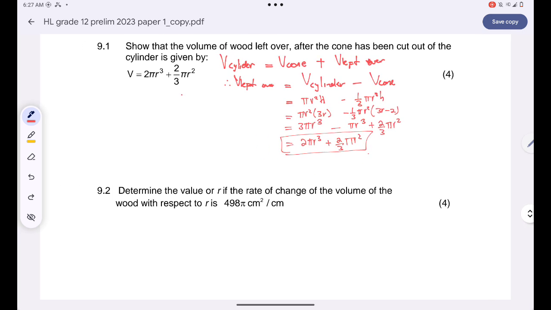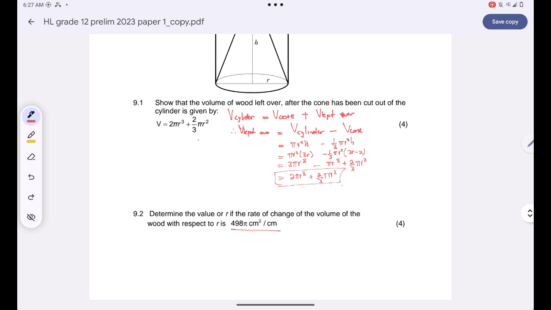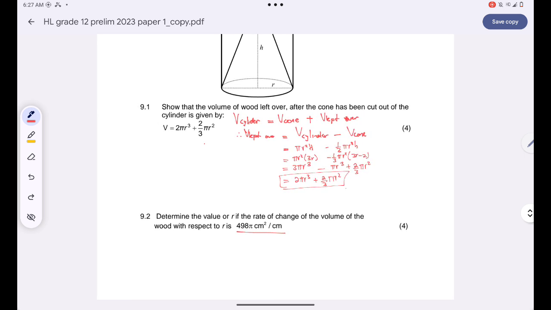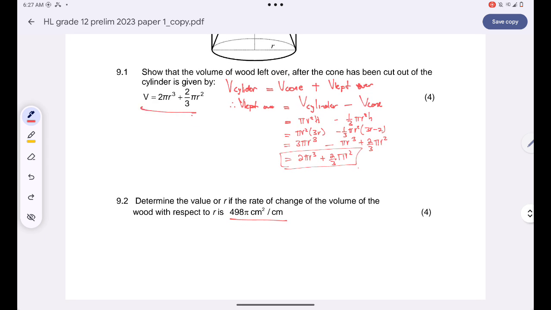And then I'm supposed to determine the value of R if the rate of change of the volume of the wood with respect to R is equal to this. The volume of the wood which is left over is given there, so I'll simply take the volume equated to 2 pi r cubed plus 2 over 3 pi r squared. Once they tell us about the rate of change, rate of change is the same as a derivative. They want us to find the value of R if the derivative is equal to this.